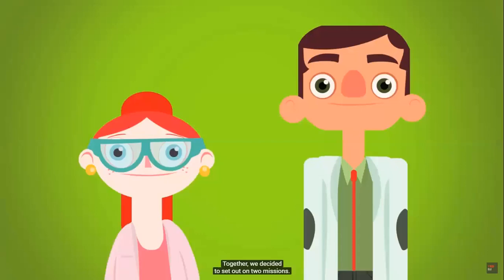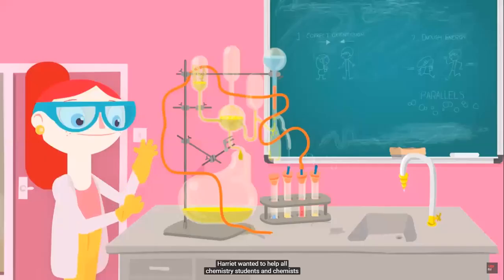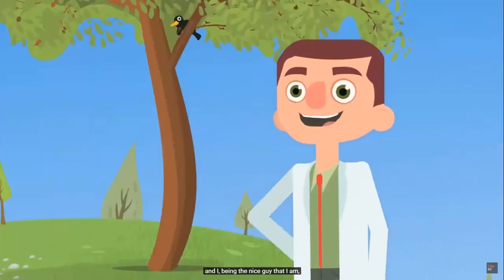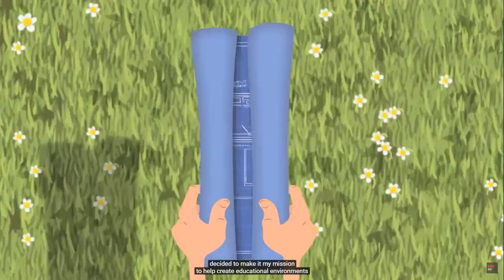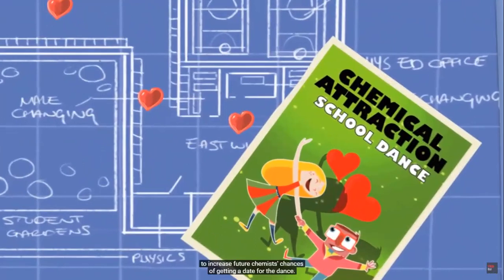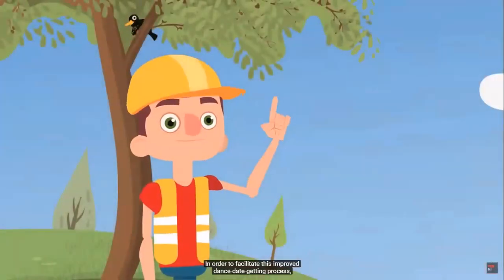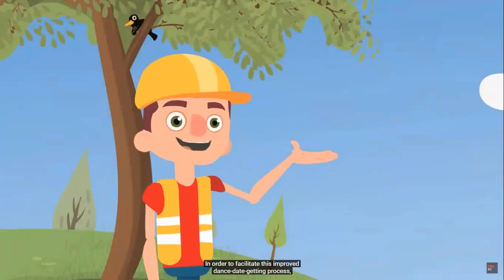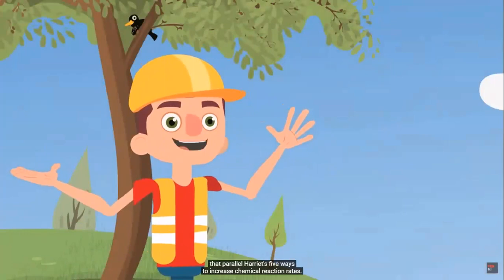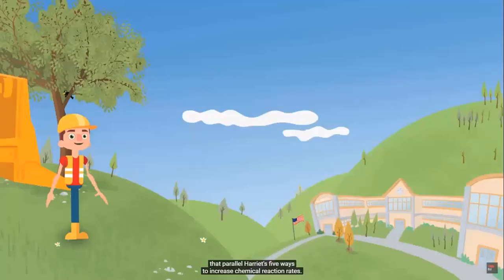Together, we decided to set out on a few missions. Harriet wanted to help all chemistry students and chemists remember how to speed up the rate of chemical reactions, and I, being the nice guy that I am, decided to make it my mission to help create educational environments in which more book-dropping collisions can take place to increase future chemists' chances of getting a date for the dance. In order to facilitate this improved dance date-getting process, I propose 5 changes to all schools that parallel Harriet's 5 ways to increase chemical reaction rates.